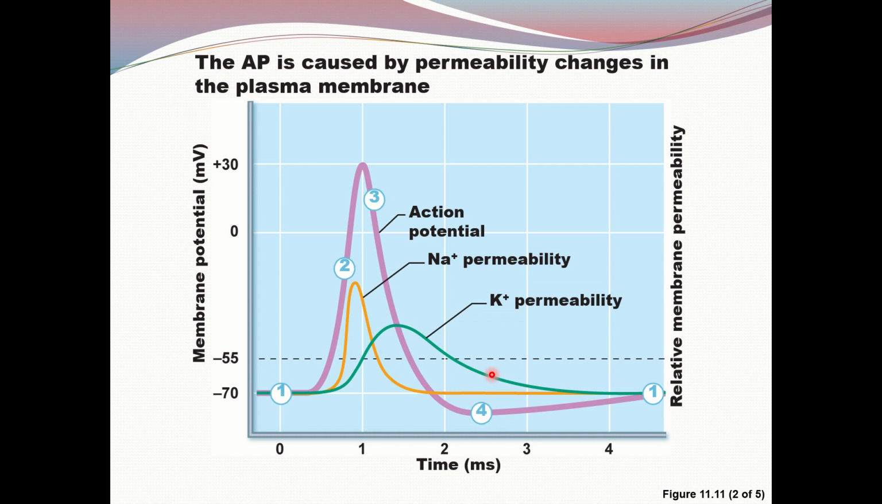Once that occurs, that's the stimulus for the potassium channels to close. And notice that the potassium permeability is going to continue to decrease. And then over time, with natural leakage of the sodium and potassium into and out of the cell, as well as the sodium-potassium pump, the resting membrane potential of negative 70 millivolts is going to be reestablished.